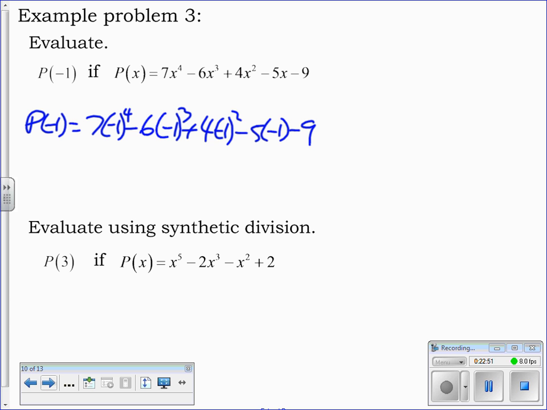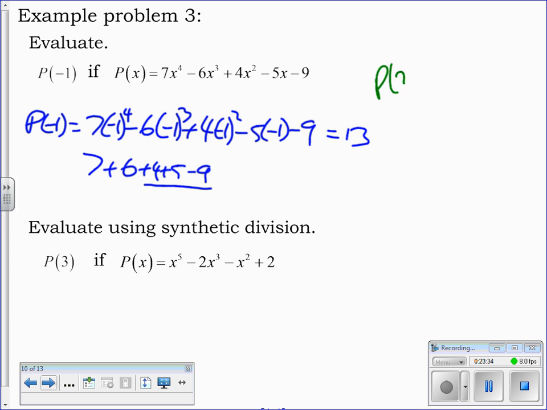Negative 1 to the 4th is positive 1, so that's 7. Negative 1 cubed is negative 1, so negative 6 times negative 1, that's plus 6. Negative 1 squared is positive 1, so I have to put the 4 in there, so that's plus 4. Negative 1 times negative 5 gives me plus 5, and then minus 9. And then I combine those up. Let's see, this becomes 0. So I get 13. It's not so bad. Negative 1. Not a big deal, right?